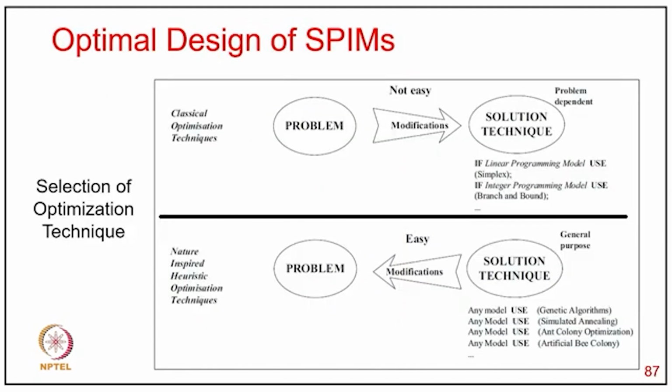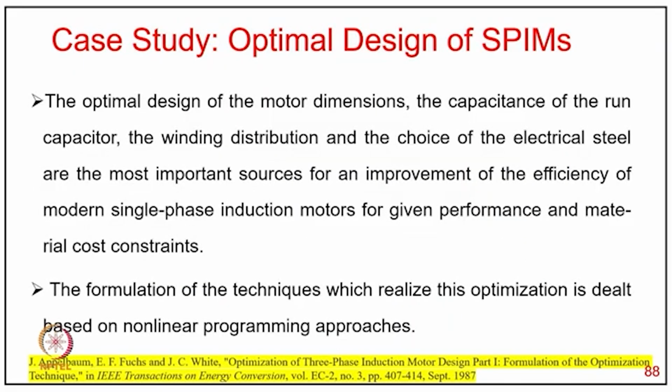Then the selection of optimization technique. There are classical optimization techniques which are used for solving this problem, not only modification. So the solution technique is problem dependent. If it is a linear programming model, use the simplex method. If it is an integer programming model, then use branch and bound. And if it is a general purpose solution technique, use genetic algorithm, simulated annealing, ant colony optimization, or artificial bee algorithm, and of course for hard problems, nature inspired heuristic optimization techniques. So this is typically the classification of the different optimization techniques.